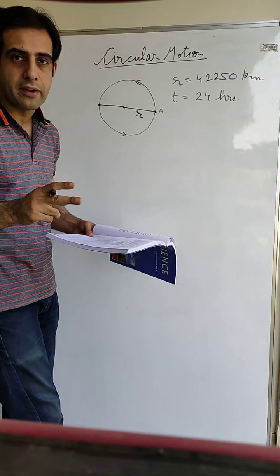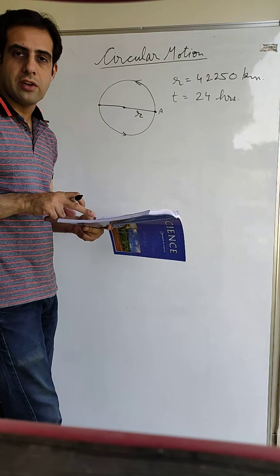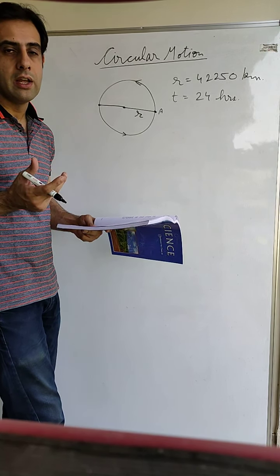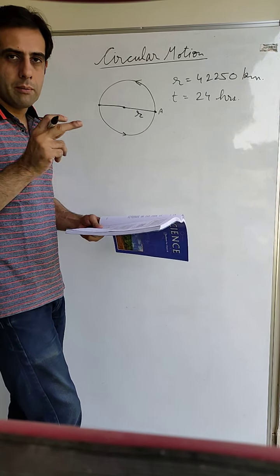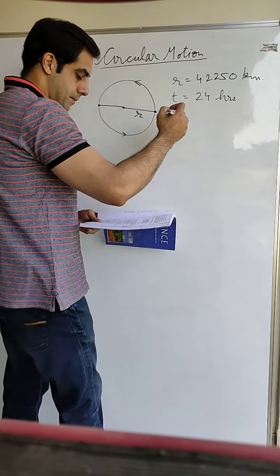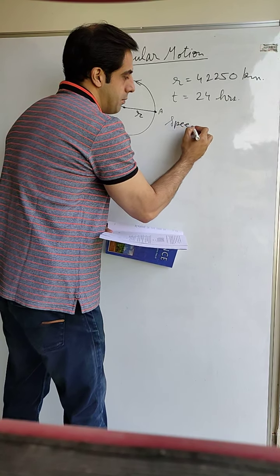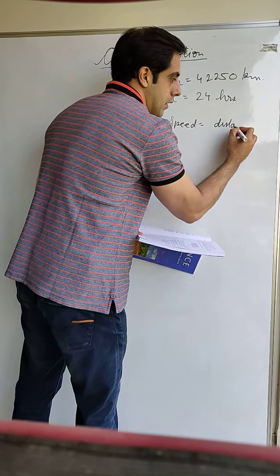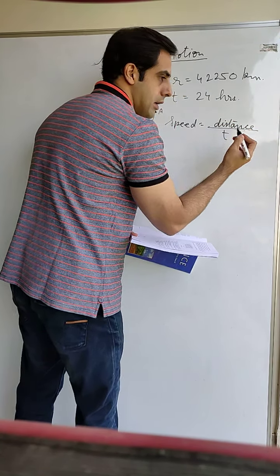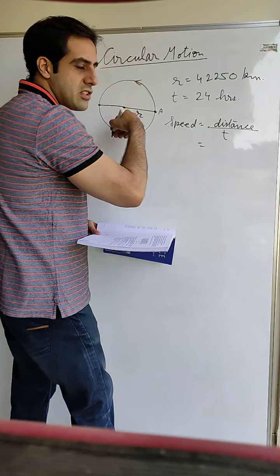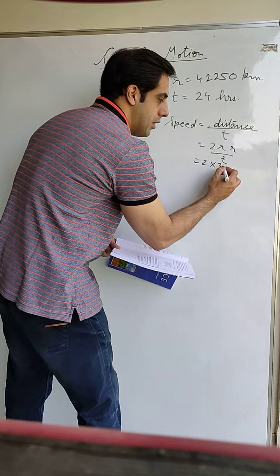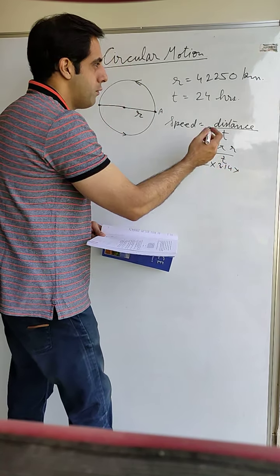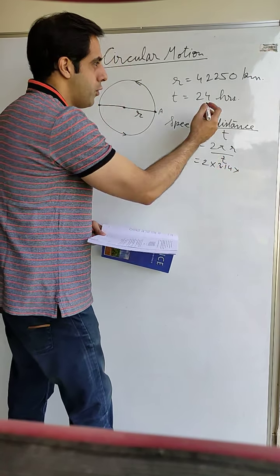Now the question is asking for speed. If instead of speed, the question had said calculate the velocity in one revolution, then you could right away say that velocity is 0 because displacement is 0. But here it is asking for speed. So we'll use the formula speed equals distance upon time. The distance is the circumference of the circle. So 2 pi r upon t, substituting the values, pi 3.14 and r 42250 upon t, which is 24 hours.